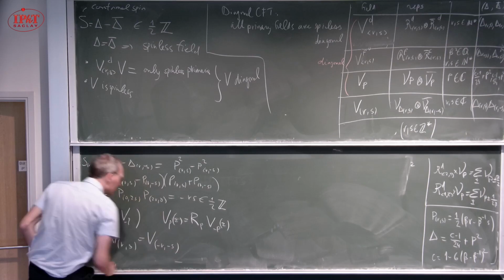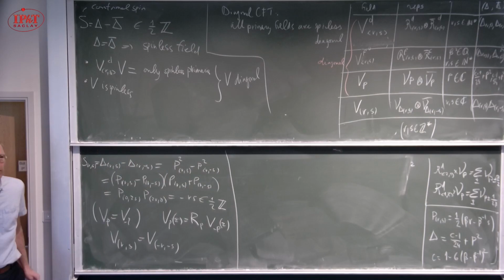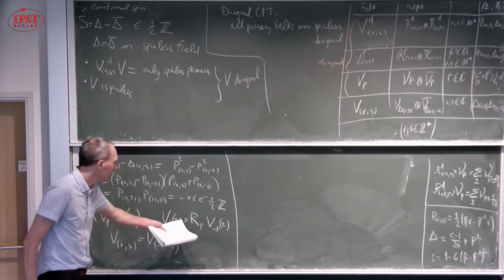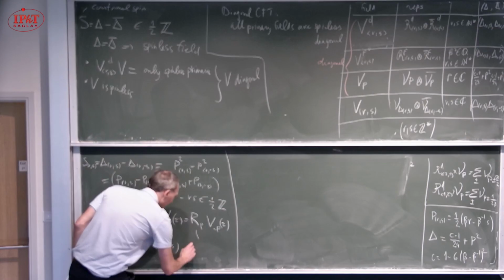How is it? It's just a number, R_P. It should not depend on Z. It's not a field. It's called the reflection coefficient.